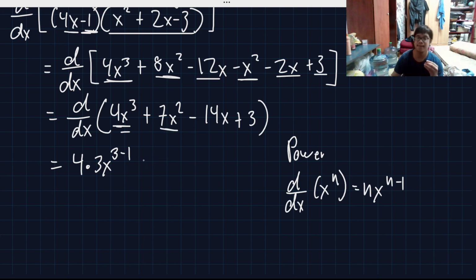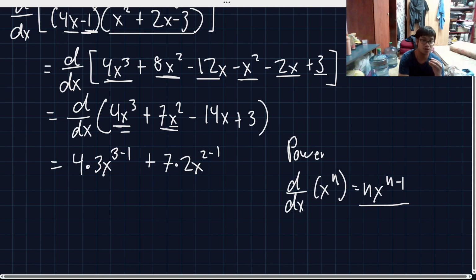Now going to the second term, we have 7x squared. That's the same thing as the first term. 7 is just a constant, so we will not touch it. That's again according to the constant multiple rule of differentiation. We are going to differentiate only what's beside the constant, which is x squared. Now, x squared has an exponent, so we will use the power rule of differentiation. So, we will have 2x raised to 2 minus 1.